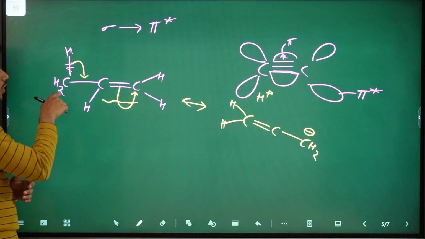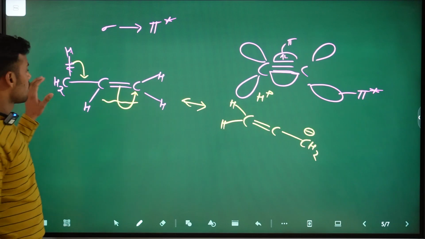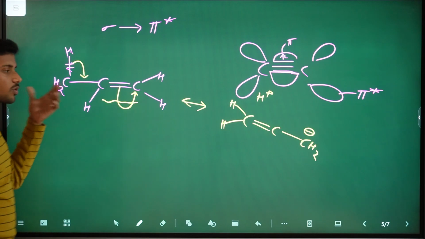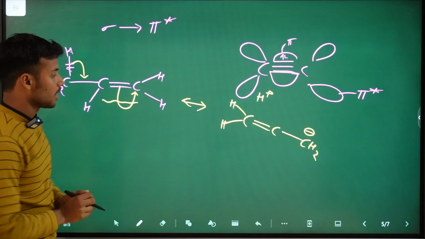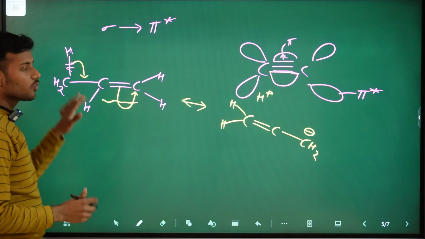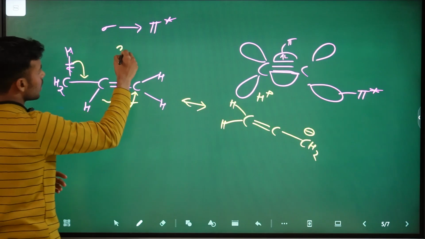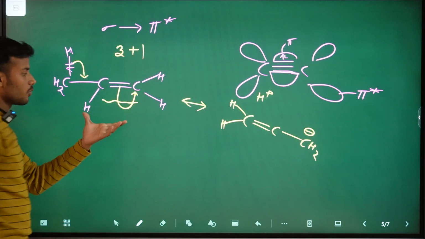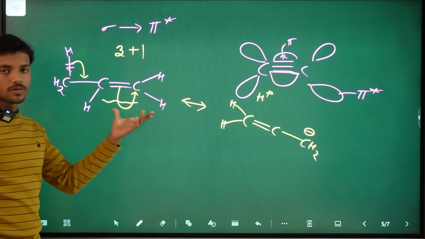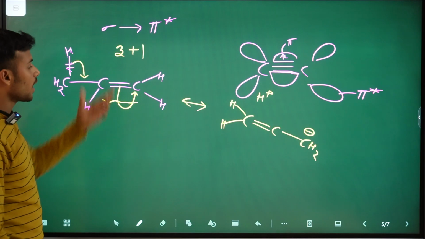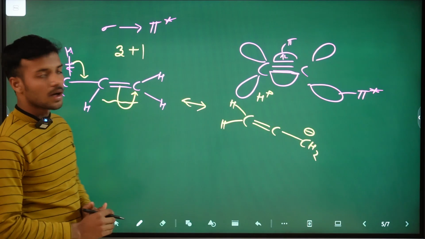Similarly, these two hydrogens also show the hyperconjugation effect. So how many hyperconjugative structures are there? 3 alpha hydrogens plus 1. We are also counting the original structure. So 4 hyperconjugative structures are possible there.